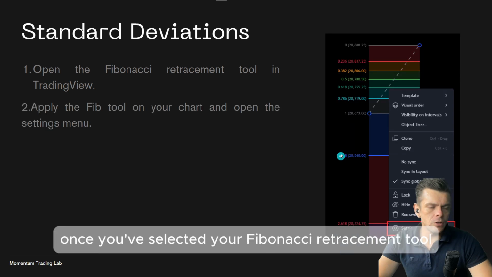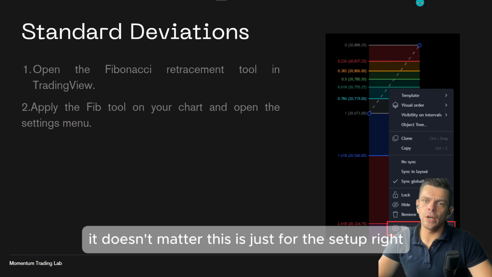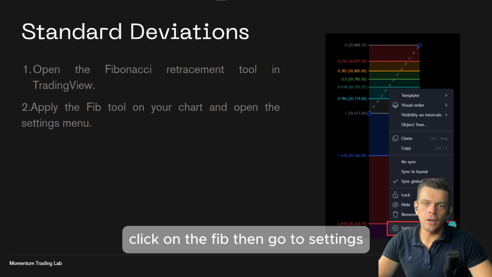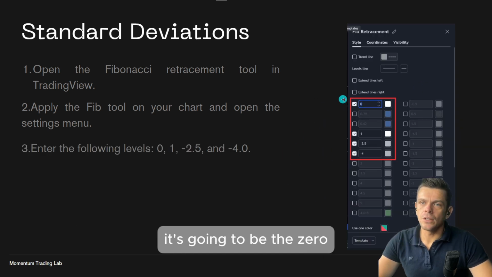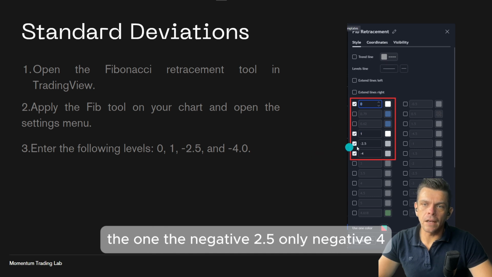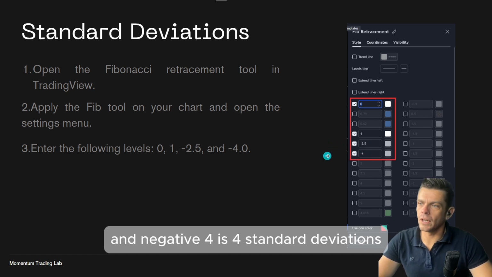Once you've selected your Fibonacci retracement tool, pull a fib on your chart anywhere, it doesn't matter. This is just for the setup. Right click on the fib, then go to settings, and these are the settings that you want to fill in. It's going to be the 0, the 1, the negative 2.5, and the negative 4. So negative 2.5 is going to be 2.5 standard deviations, and negative 4 is 4 standard deviations.